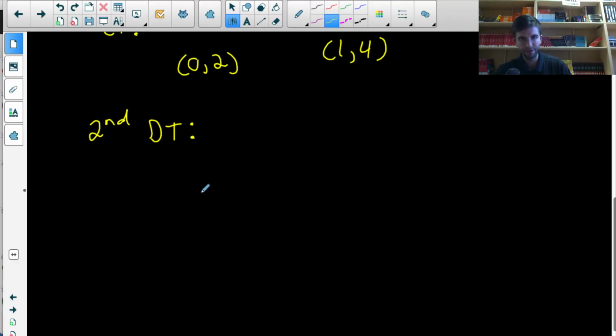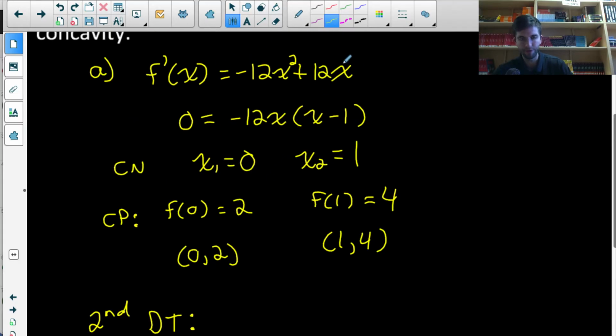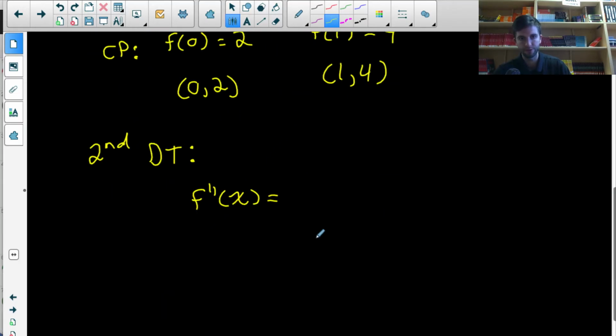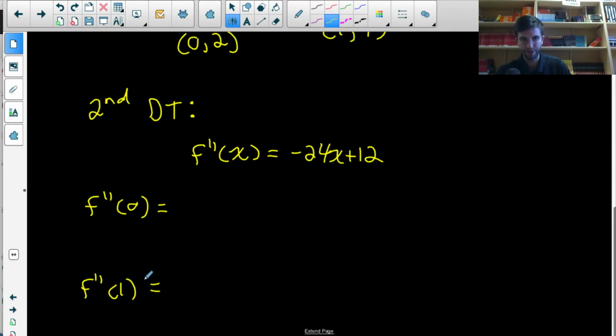Let's actually find the second derivative, f double prime of x. So I need to find the derivative of the first derivative. So I need the derivative of this function, which would be negative 24x plus 12. And then I need to use this equation to figure out if the original function is concave up or concave down at these 2 points. And I can do that by plugging in the x values, the critical numbers, so f double prime at 0 and f double prime at 1, to figure out if the original function is concave up or down at those 2 points based on the sign of the value of the second derivative.